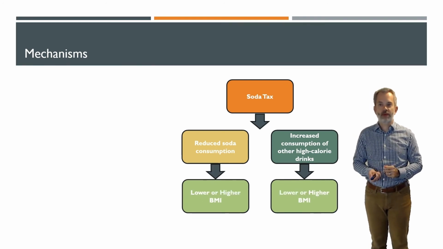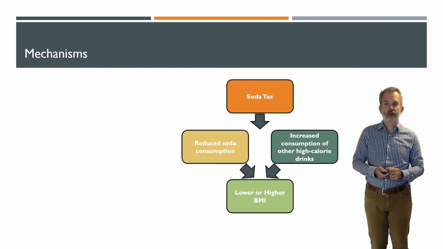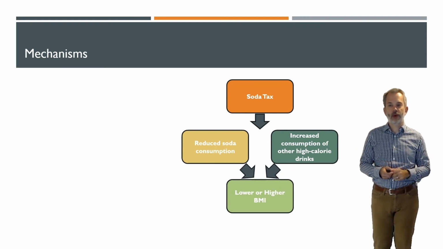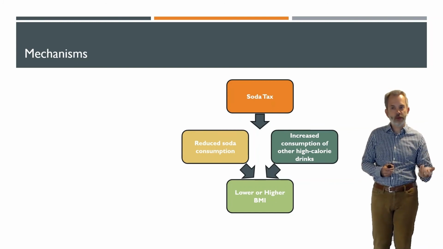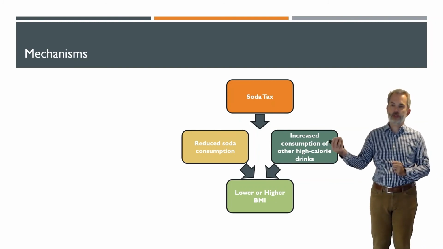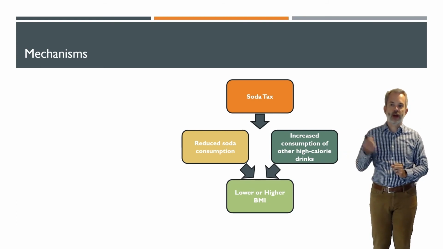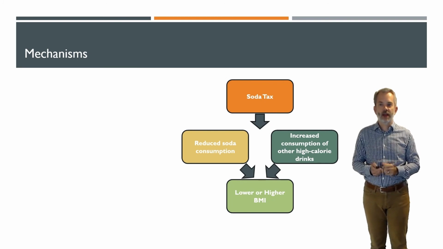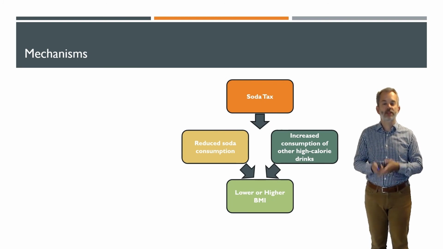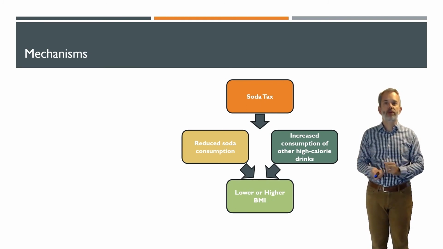which really means that we have some degree of ambiguity in terms of what is the effect of the soda tax, because you have one force, the reduction in soft drink consumption, that could push for a lower BMI, and another force, the increased consumption of other high-calorie drinks, that could lead to a higher BMI. And the net effect is actually ambiguous, which is a very nice feature of this paper, makes it interesting regardless of what happens.